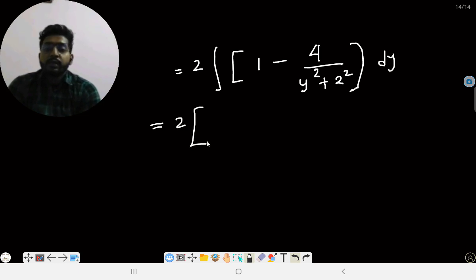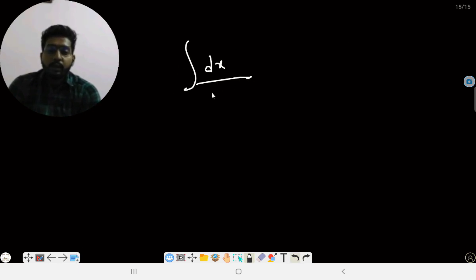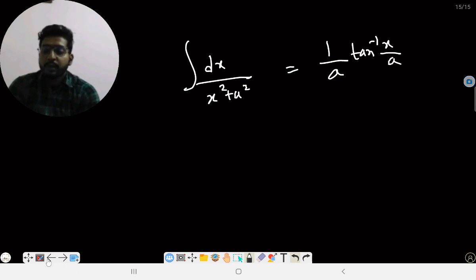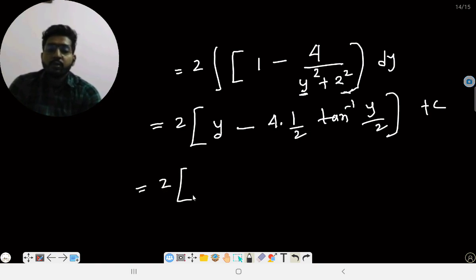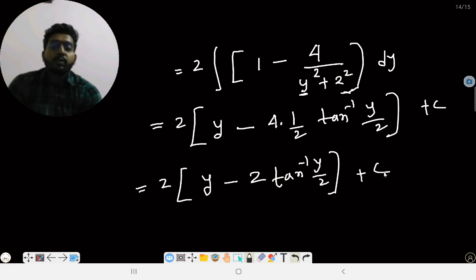Now 2 integration of 1, what is the integration of 1? That is y, minus 4 into, now look at this, this is the x square plus a square formula. We know integration of dx by x square plus a square is 1 by a tan inverse x by a. That means here it will be 1 by 2 tan inverse y by 2 plus c. So here it will be 2 into y minus 2 tan inverse y by 2 plus c. So that will be the answer.